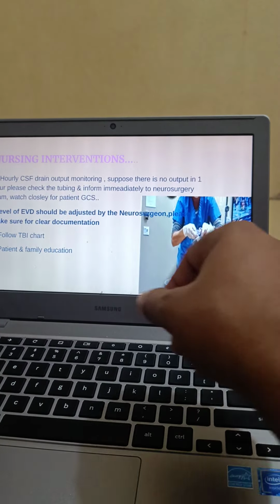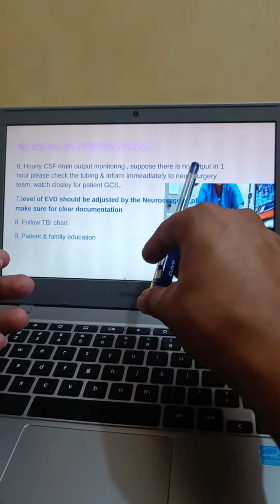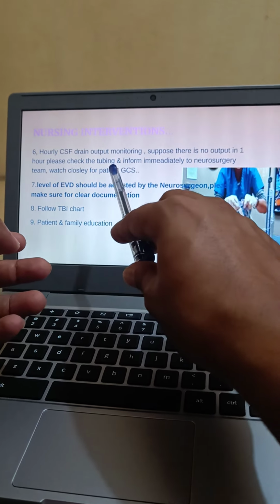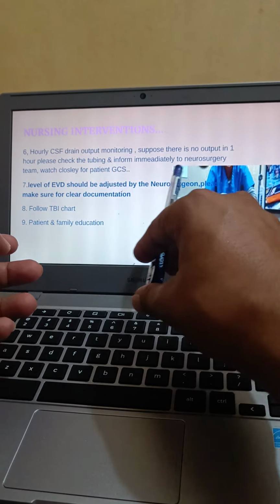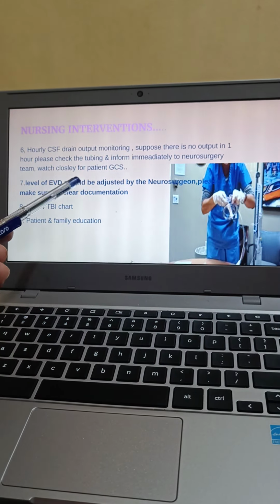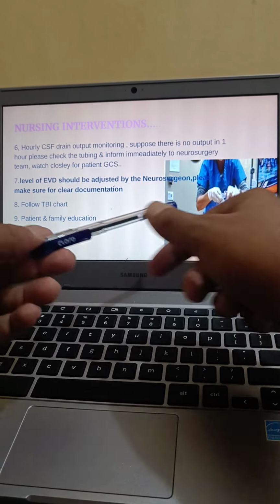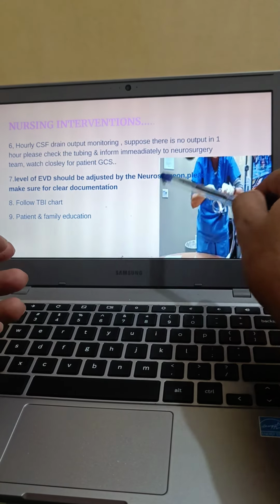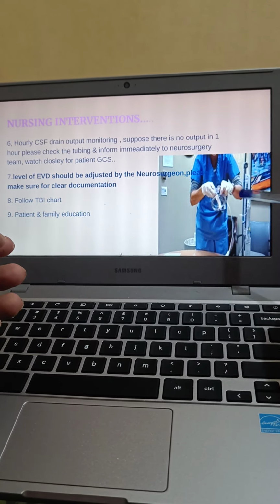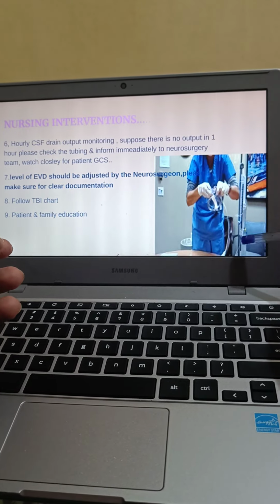Then another thing, hourly CSF drain output monitoring. Suppose in the first hour there is no output, we should check the tube and immediately inform the neurosurgery team. Then they will check the tube and try to adjust it with the pressure. If it is still not working, they will go for a CT brain to look at the positioning of the EVD.